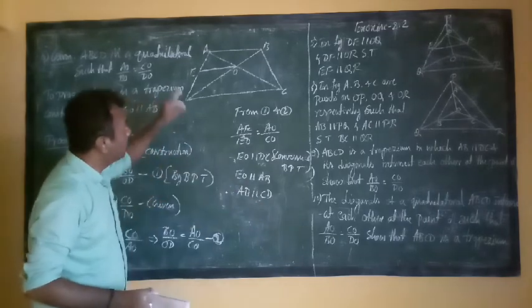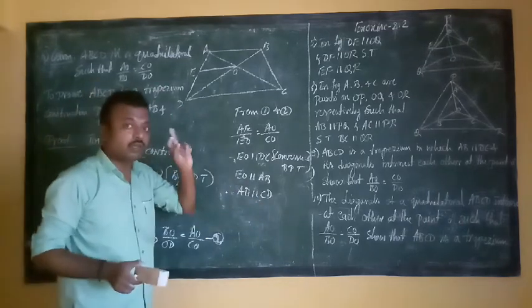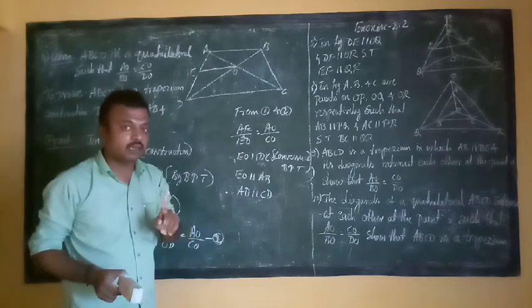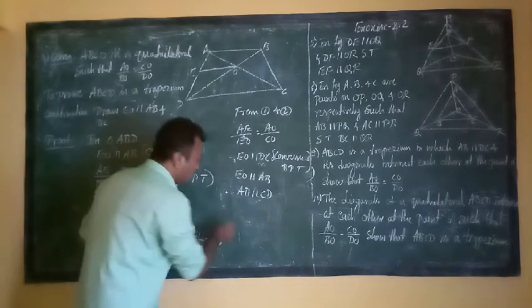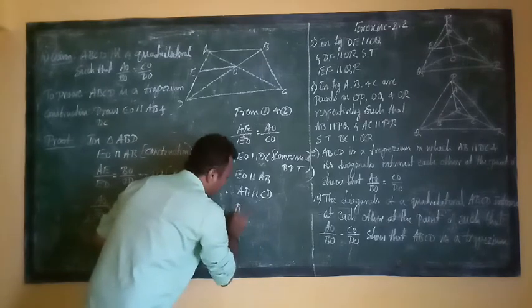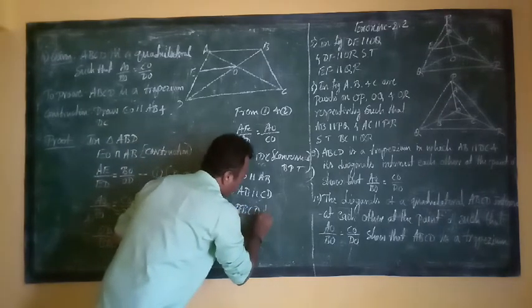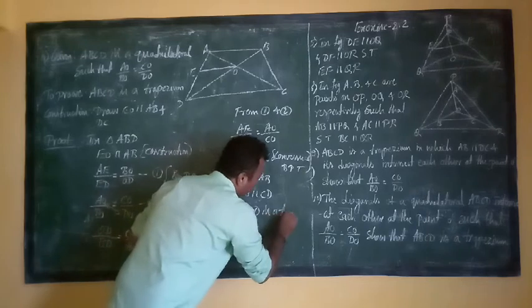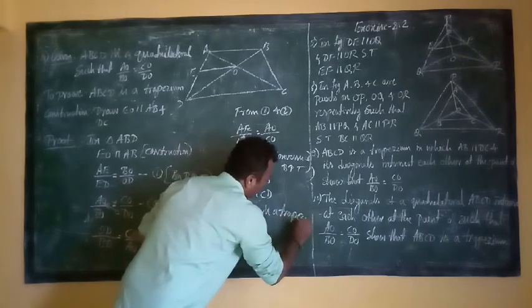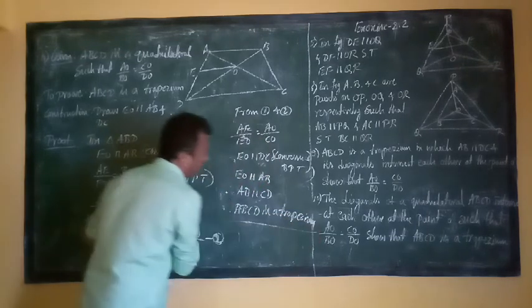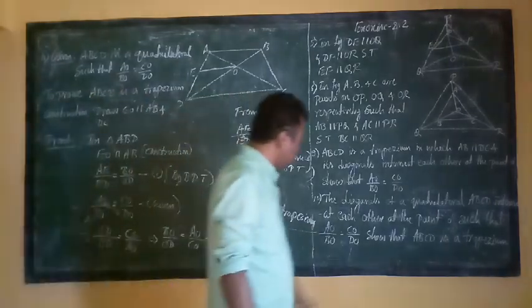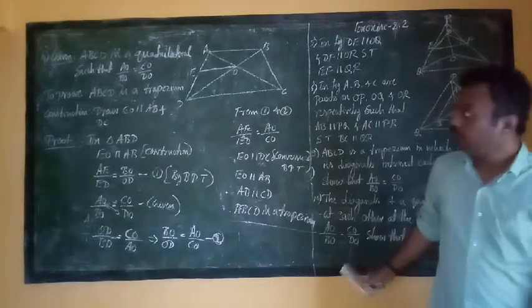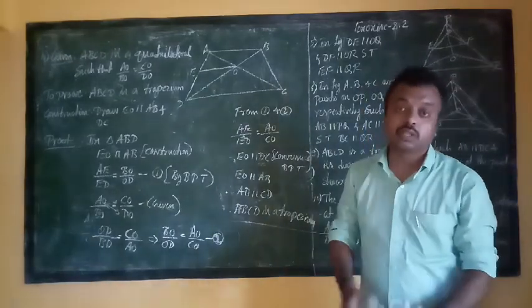So when in any quadrilateral one pair of sides is parallel, then that quadrilateral becomes a trapezium. Directly we have to write ABCD is a trapezium. That's the proof. Understand students? So like this we have to prove the problems. Very important questions. They ask 2 marks questions.